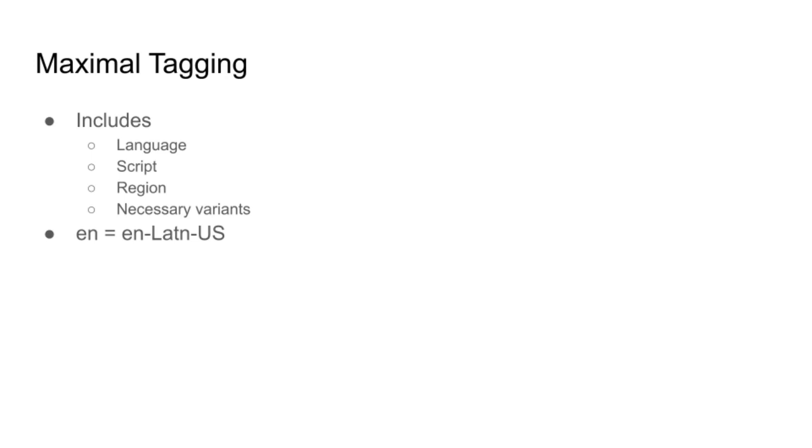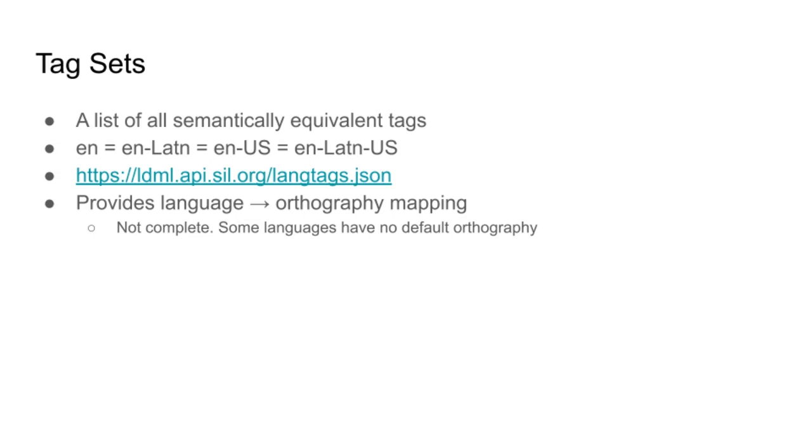And what we effectively have is a set of tags that are semantically equivalent. So we've come up with this thing called a tag set. So here, EN is the same as EN Latin, is the same as EN US, and is the same as EN Latin US. And all of those tags basically mean the same thing. So if you see one of them, you can use any of them. Any of those tags, you can then convert either to the short one, EN, or to the long one, EN Latin US, depending on what you want to do with it and how you want to use it.